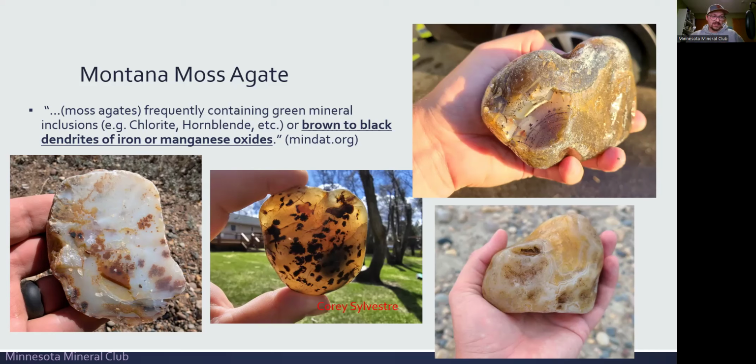Looking at Mindat, it says moss agates freely contain a green mineral inclusion such as chlorite or hornblende, or black to brown dendrites of iron and manganese oxides. So under this definition, Montana moss agates are considered a type of agate. One quick note here too is the black dendrites that you see in Montana moss agates are the manganese oxides, and your reds or browns, those are formed from your iron oxides.